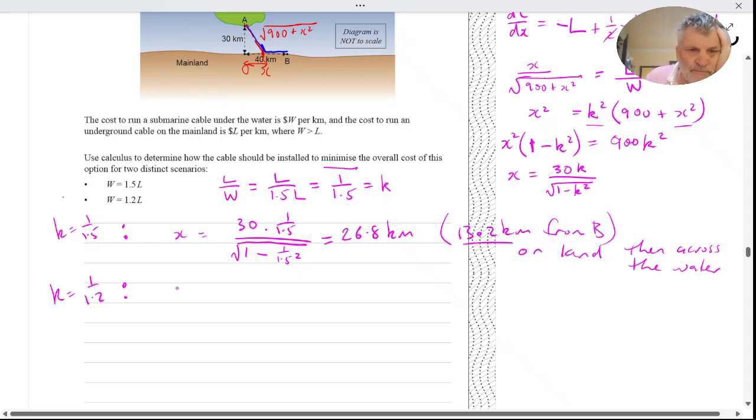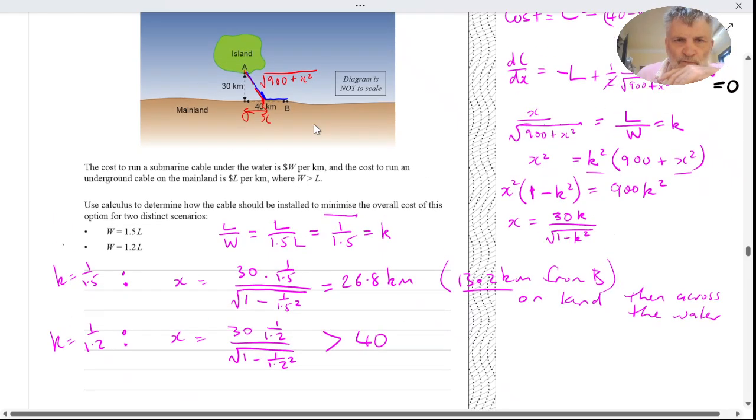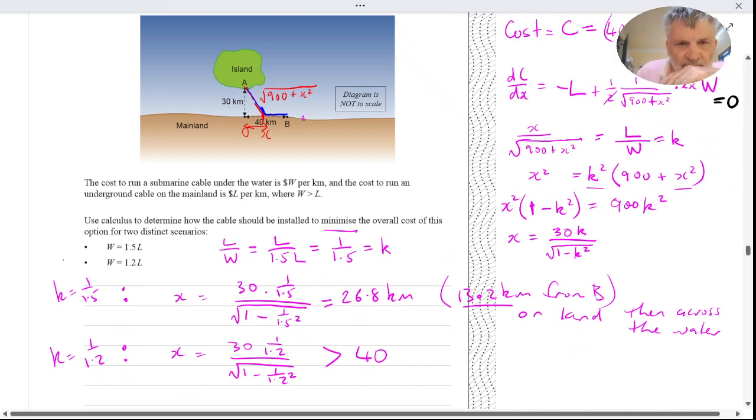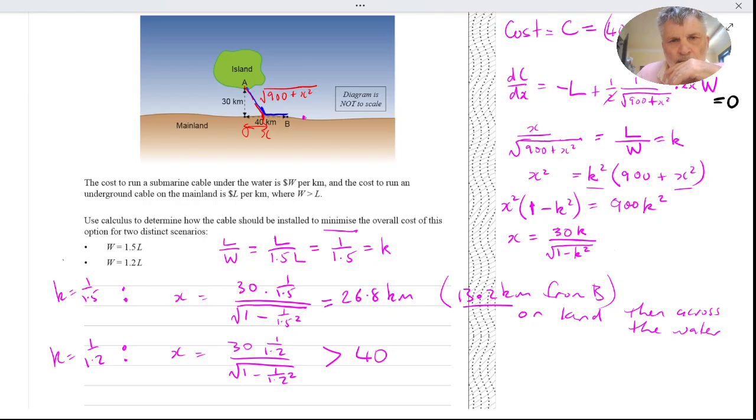When it's 1.2, you get exactly the same sort of calculation. Square root of 1 minus 1 over 1.2 squared. In my notes I haven't actually got that written out, but you get a value here that is bigger than 40. And bigger than 40 is a problem because that means we're out here somewhere. So it's saying the minimum cost is to go this way and then go along under the sea. Well, that can't clearly be the case.